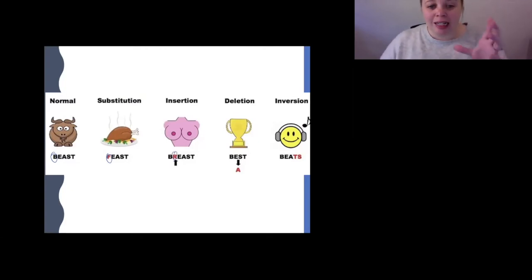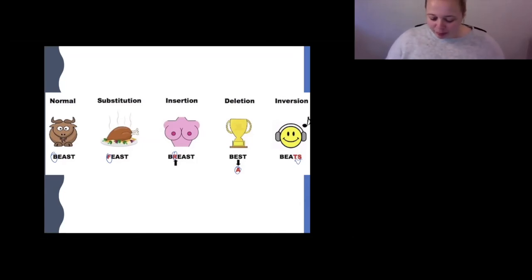So you can see in this example that by changing little parts of it, you end up with different effects. So the original word was beast. By substituting the B for an F, it becomes feast. You could insert something, you could make it breast. You could delete an A. You could have a deletion mutation and it would be best. Or you could even have this thing called an inversion where you switch around the last two parts of that and it becomes beats.